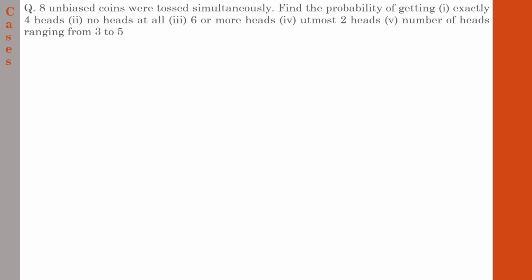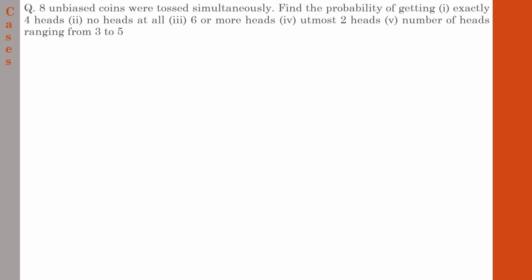Next, let us discuss some examples, because we have been discussing the theoretical part. Let us discuss with an example, then you will get a clear picture regarding the terms which we have used and the various practical concepts with regard to the binomial distribution. 8 unbiased coins were tossed simultaneously. Find the probability of getting: first, exactly 4 heads; second, no heads at all; third, 6 or more heads; fourth, at most 2 heads; fifth, number of heads ranging from 3 to 5.